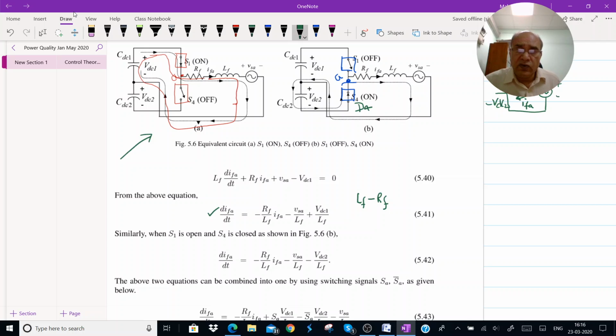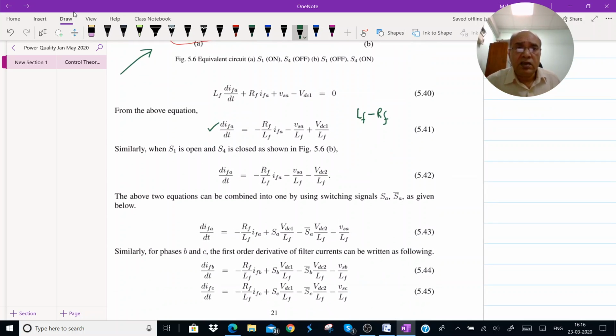So wherever you see VDC1, it becomes VDC2. You can see it here in this block. If you see, this is minus VDC2 by LF. This is plus VDC1 by LF. That's the only change. The driving force is plus VDC1 when S1 is on, and the driving force is minus VDC2 when S1 is off. And S4 assumes the complementary position. Clear? Now how can these two currents be combined? Through a switching action. These two equations.